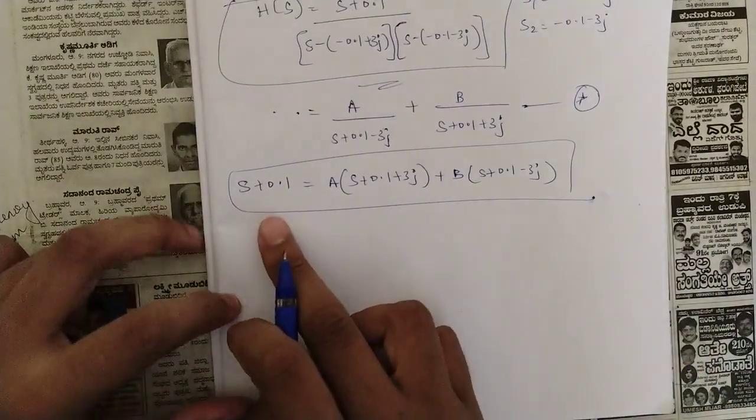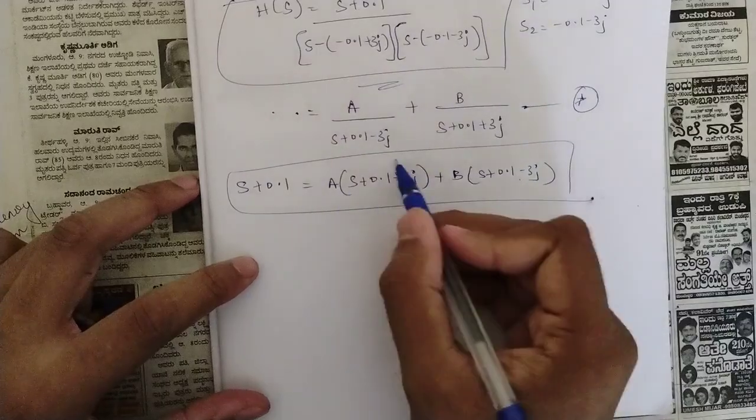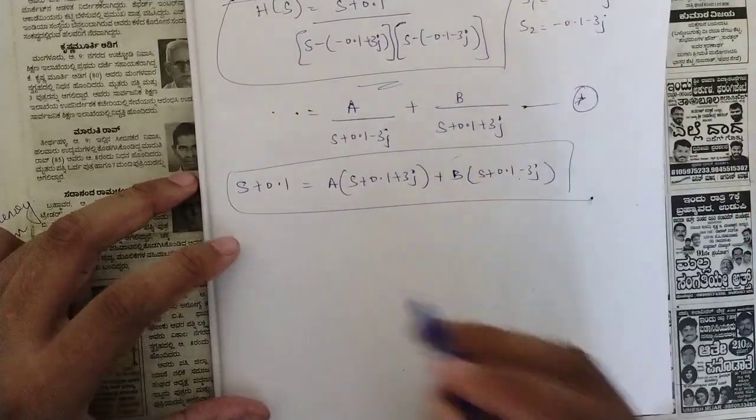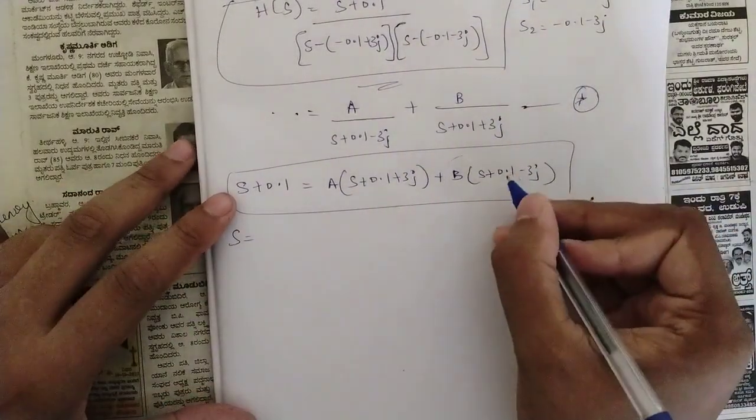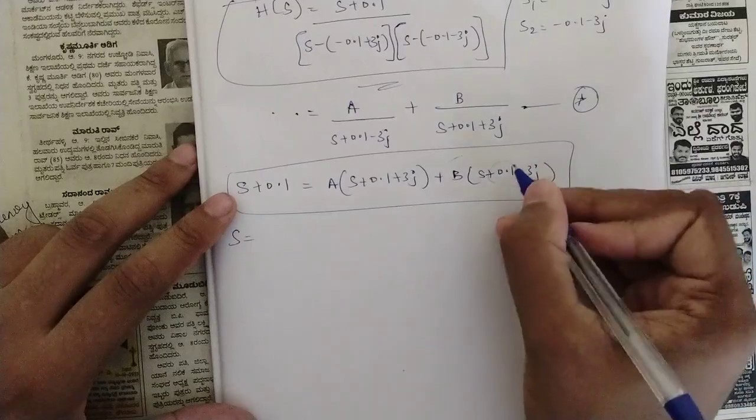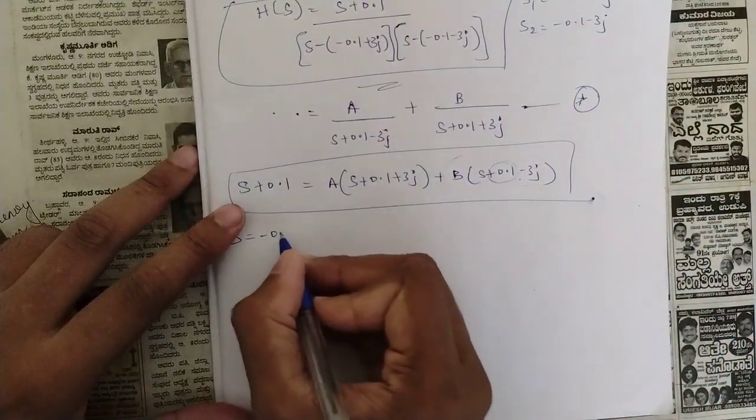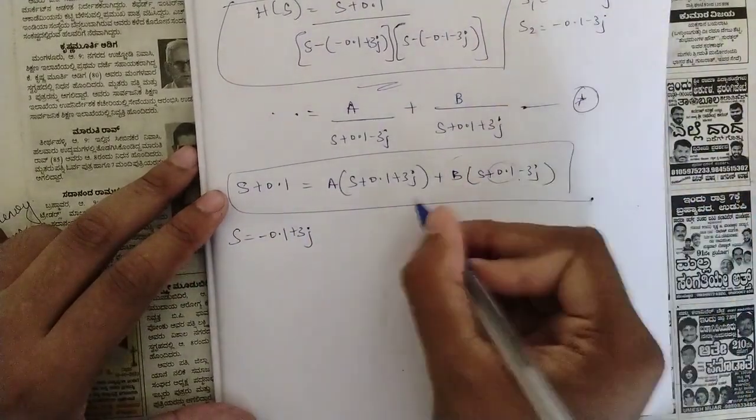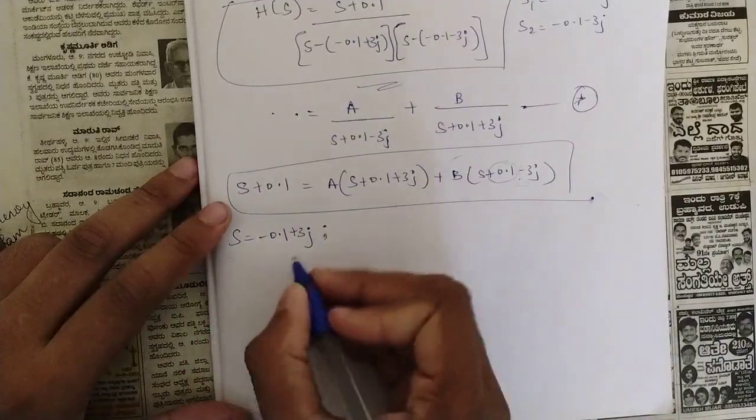So from this here, we should be finding the values of a and b. For that, to find the value of a, we should make the whole term which consists of b equal to 0. So we should be substituting the value of s as the opposite polarities of this. If here we have plus 0.1, we should be substituting minus 0.1. Here we have minus 3j, we should be substituting plus 3j, so that this whole term would be equal to 0. So substitute the value of s as minus 0.1 plus 3j first.